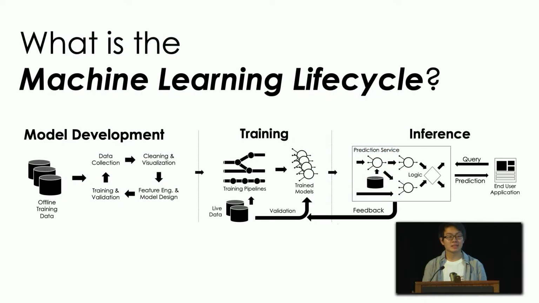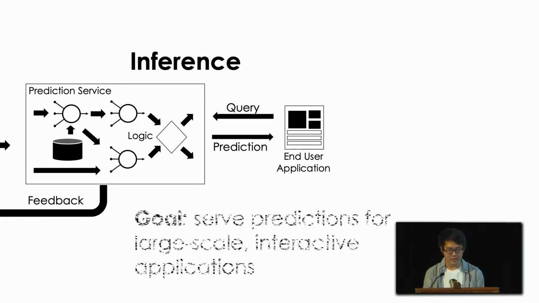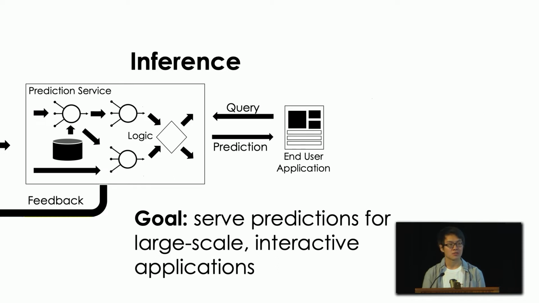So in this RISE camp, you'll learn more about the machine learning lifecycle, the procedure it takes to develop a machine learning application. It has 3 stages: model development, model training, and inference. Today, we'll be focusing on the inference stage, where we take a trained model, expose it as a prediction service, so the prediction service can interact with end user applications. In particular, the inference stage needs to serve predictions for large-scale interactive applications.